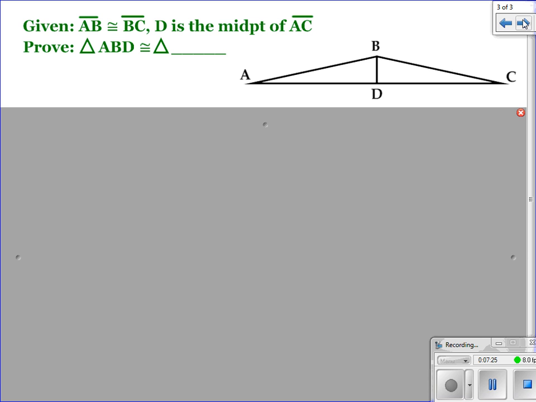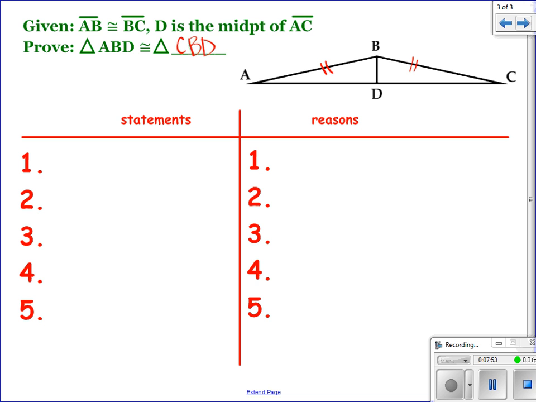We have 2 givens. We have a picture. Let's put the markings on the picture of what we do know. AB is congruent to BC. We don't have a symbol for midpoint, so we'll put that on in a minute. But let's make this congruent statement to be true. What would it be? ABD and CBD. Good. Let's try this proof. What should you automatically just start doing without even hardly using your brain? Write the 2 givens down on steps 1 and 2.